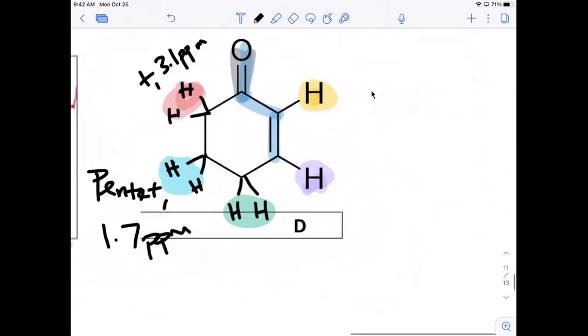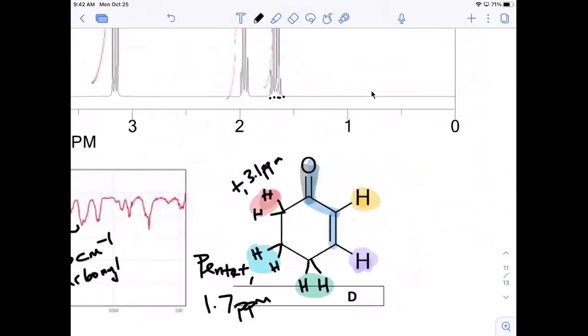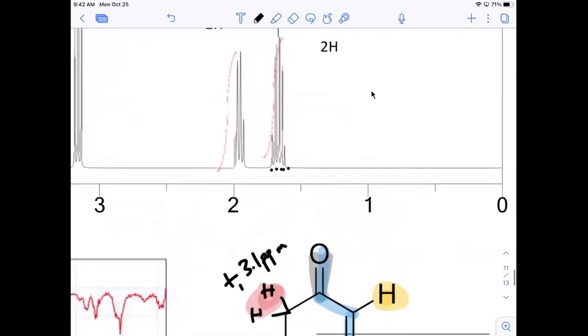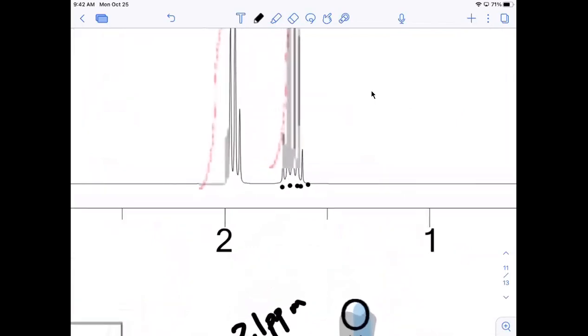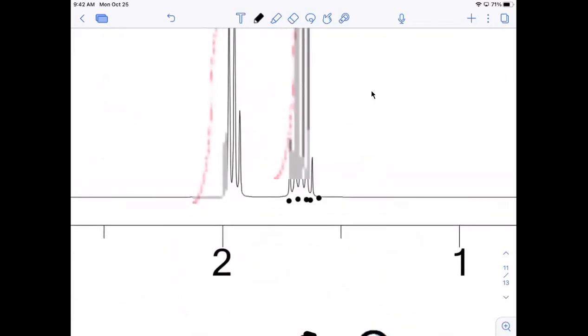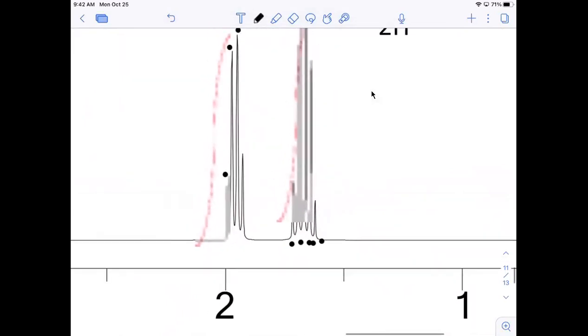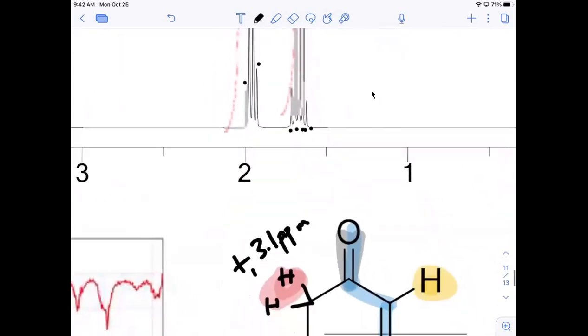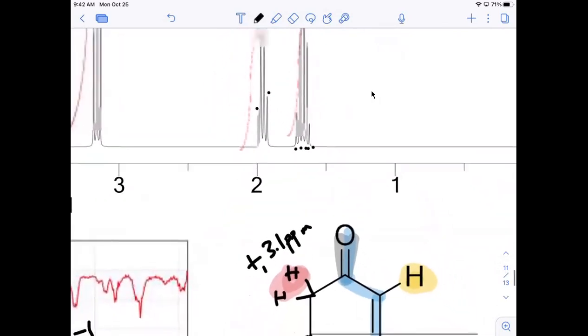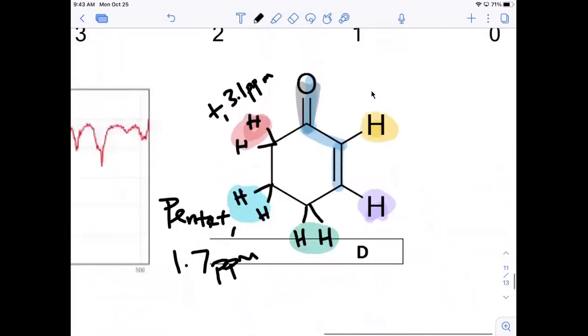Wouldn't that be a quartet? It should be a quartet because it has 3 neighbors, right? 2 to the left, 1 to the right. So it should be a quartet, and you can see that that is indeed a quartet. That 4th line is kind of fuzzy looking, but this is 1, 2, 3, 4 lines, right? And it's at about 1.98, which is where it should be.